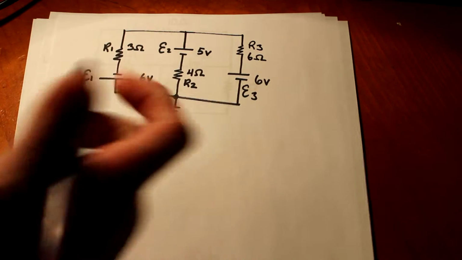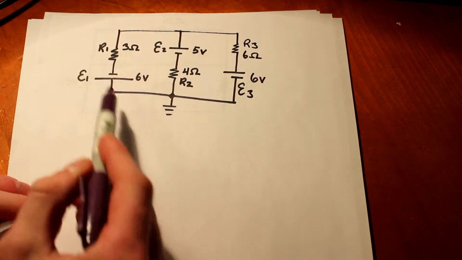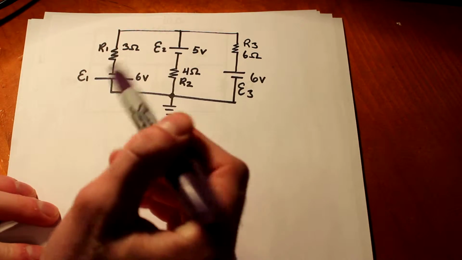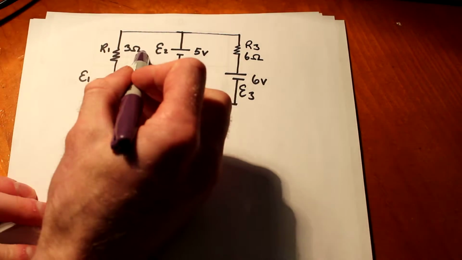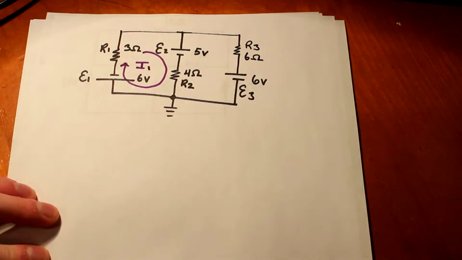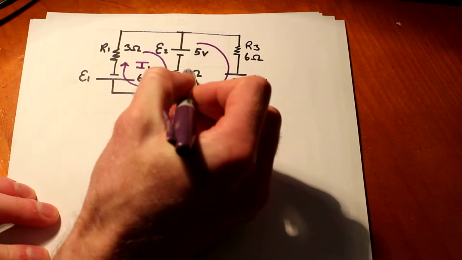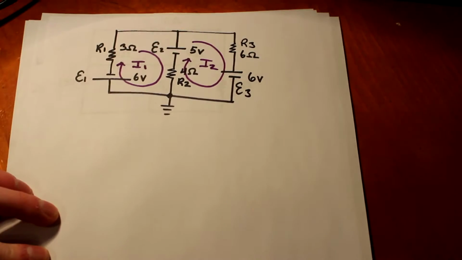So for starters, we'll take our first rule. We'll assign a current to each loop. So loop number one, right here, I1. Loop number two, I2. And like I said, go clockwise.